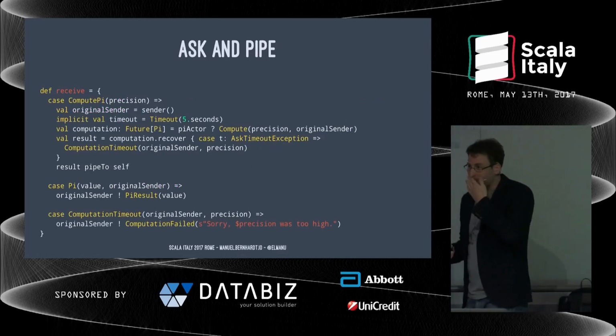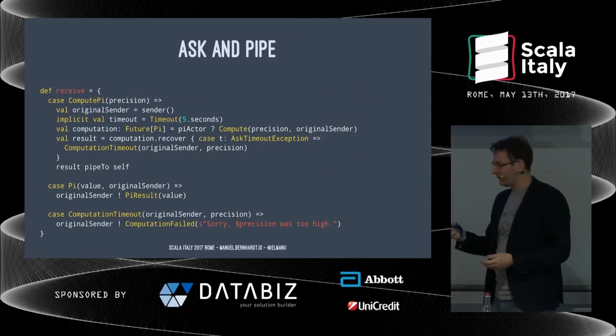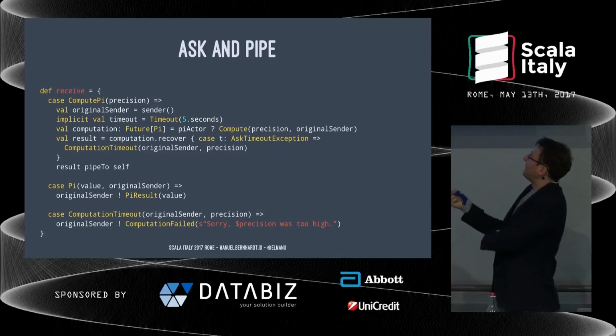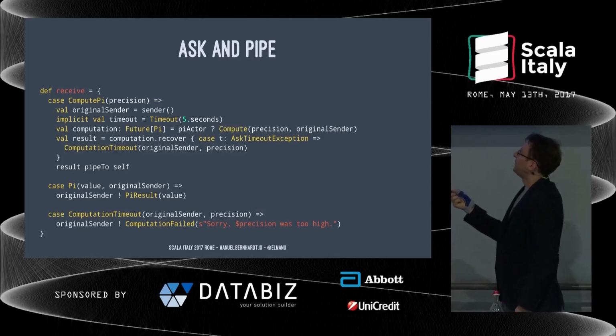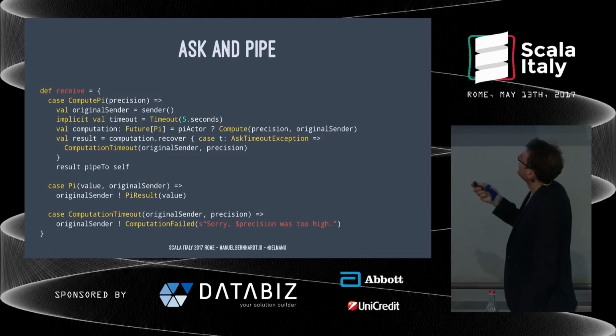Ask and pipe. So this is an example of using these two patterns. I have here a thing that receives a message, compute pi. So I want to compute pi to a certain precision. And I'm going to delegate this computation to the pi actor. And I'm asking the pi actor to compute at a certain precision. I'm also passing in who wanted this, the original sender. I've captured this here. And this is going to be bound by a timeout of 5 seconds. And then this result here is going to be a future of pi.